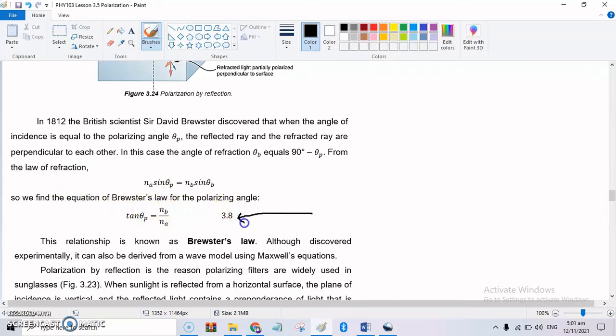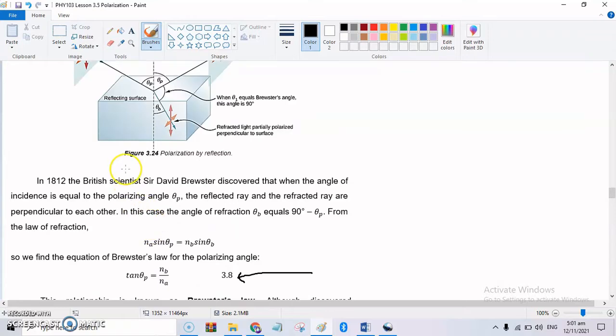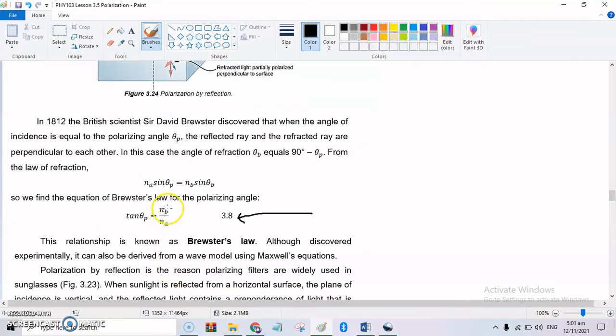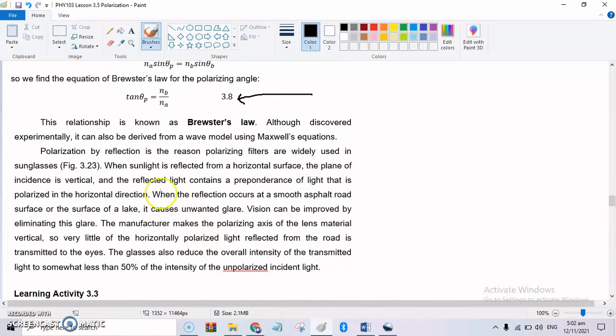So this is the relationship or the equation for Brewster's law. Tan theta p is equal to nb over na. Again, this is for two different materials with their different refractive indices nb and na. This relationship is known as Brewster's law. Although discovered experimentally, it can also be derived from a wave model using Maxwell's equations.